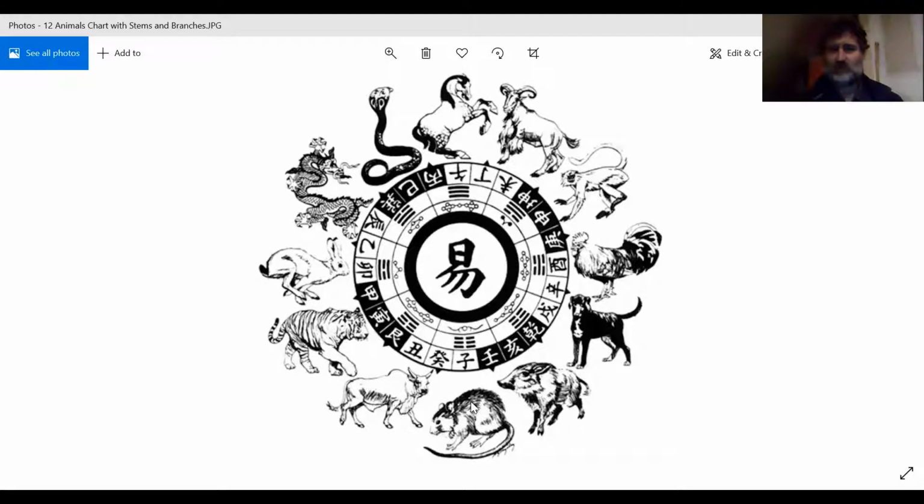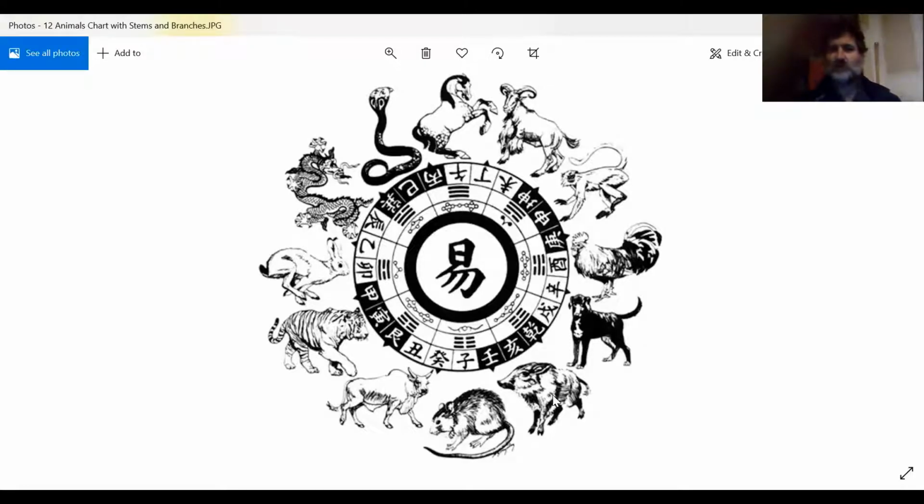So the clock moves clockwise, right? Rat is the first animal, and it proceeds to ox, tiger, rabbit, dragon, snake, horse, goat, monkey, rooster, dog, and pig. So these animals are dynamic chi images of the 12 earthly branches.